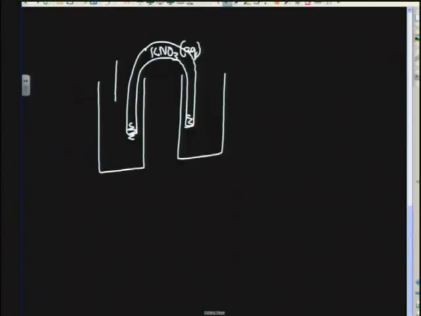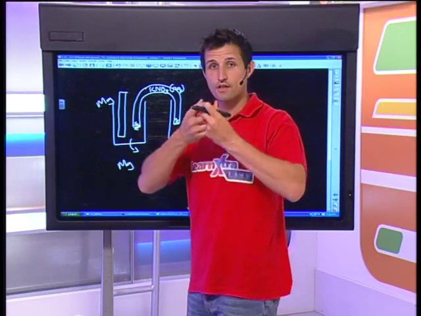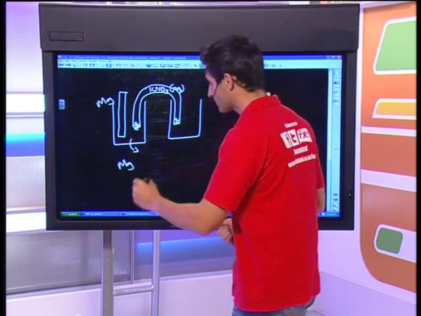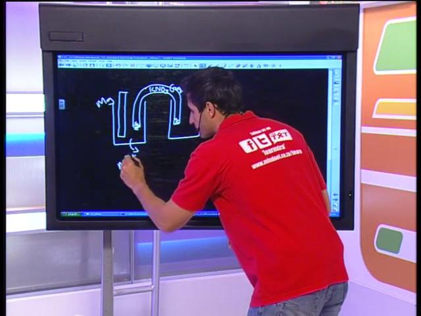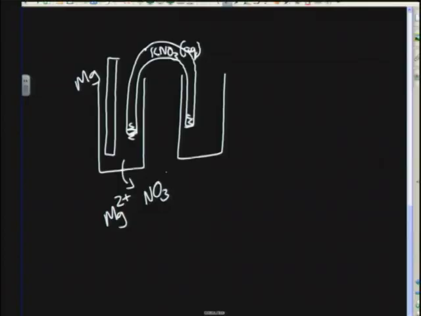Now, on the left, what I'm going to do is put my piece of metal, and that's going to be my magnesium solid. Into the solution, I'm going to have magnesium nitrate. But now, guys, remember when you put a salt in a solution, a salt is made up of positive ions and negative ions, and they're going to split apart from each other. So magnesium is going to make positive 2 ions, and we've got those nitrate ions inside there.